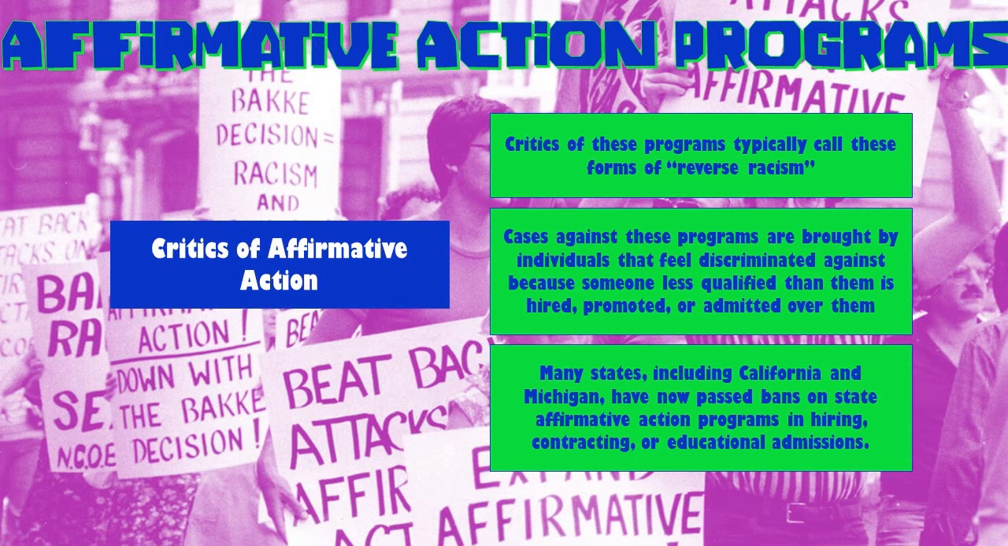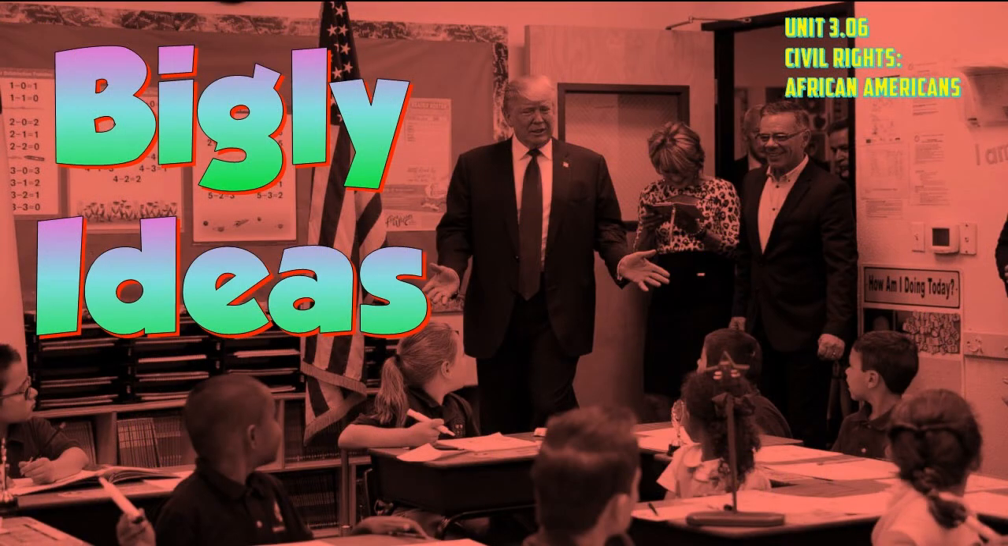And a lot of states have reacted to these criticisms, and motivated people are able to get policies passed. Particularly the two states we dealt with first, California and Michigan, have at the local level passed bans on affirmative action programs in college admissions and other things. So this is kind of where we are now in arguments about civil rights and things like that.